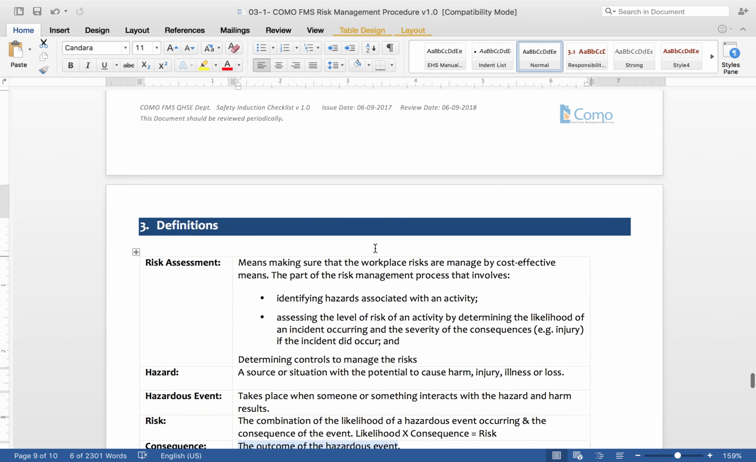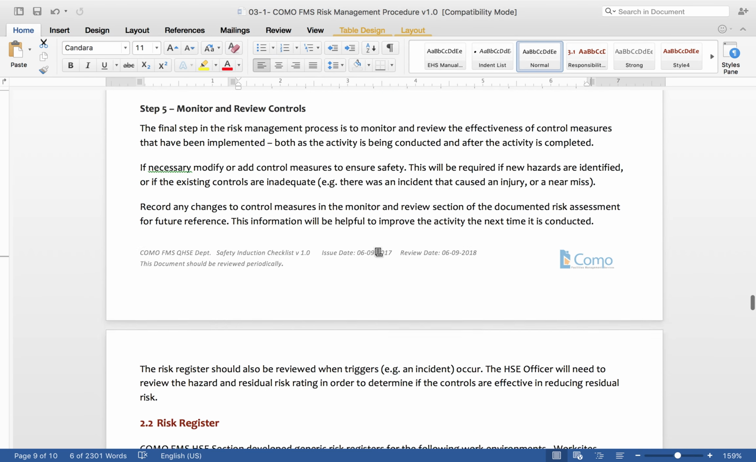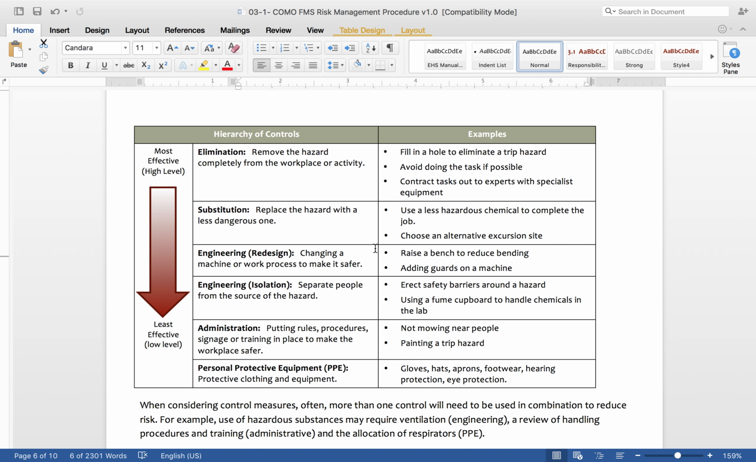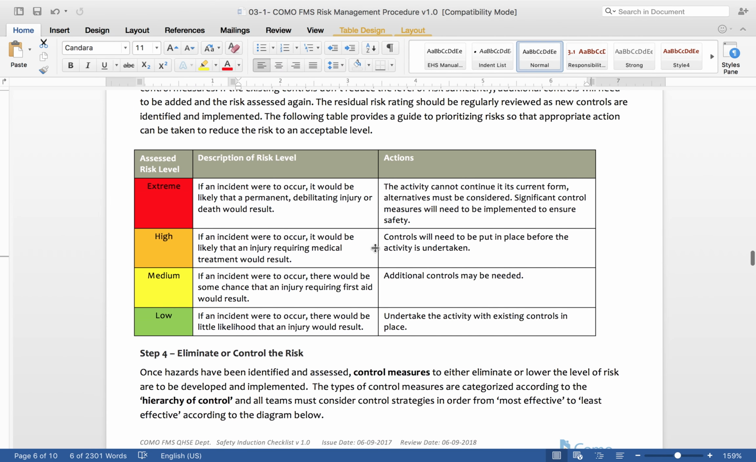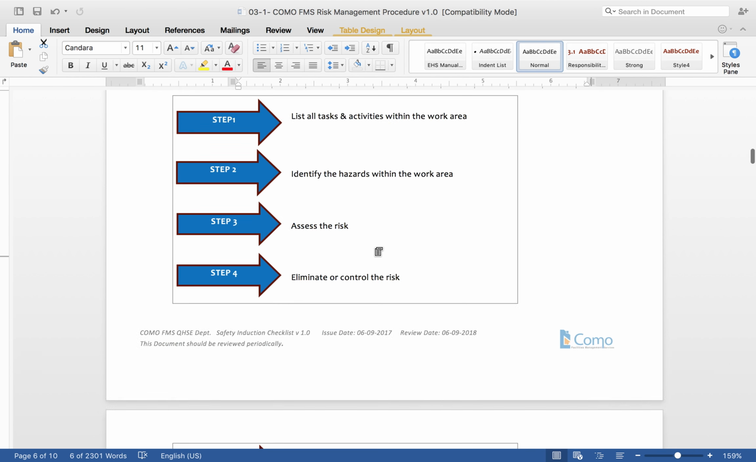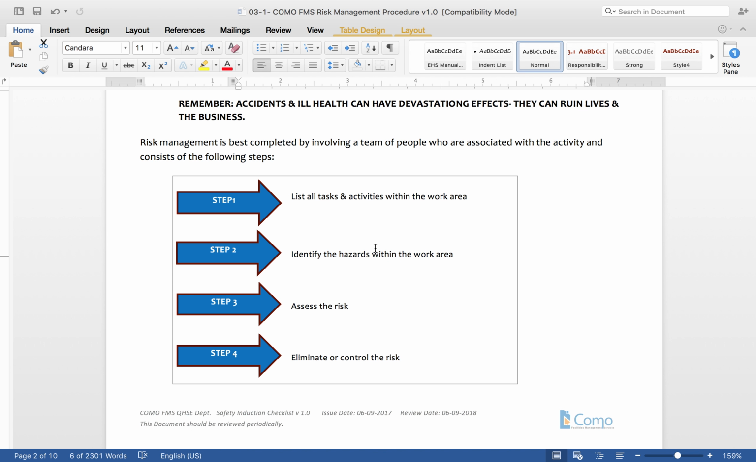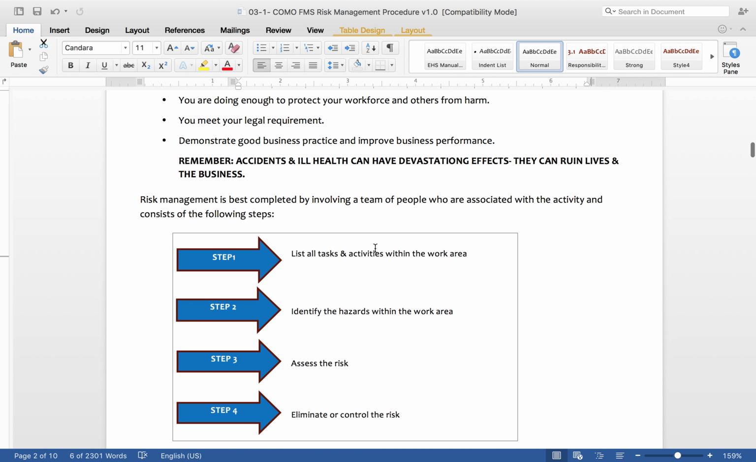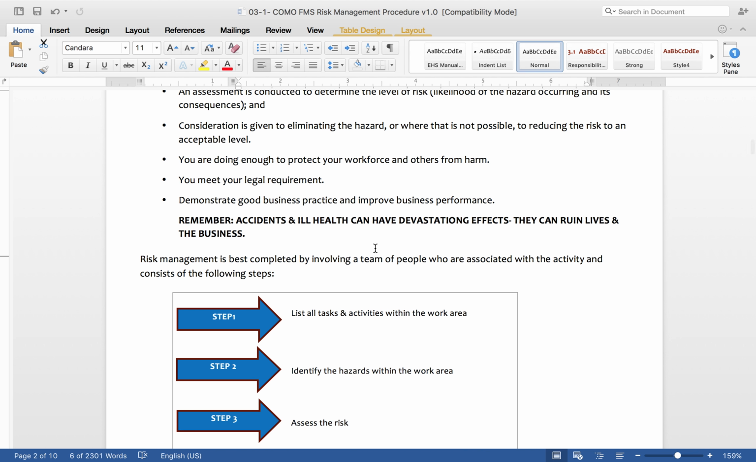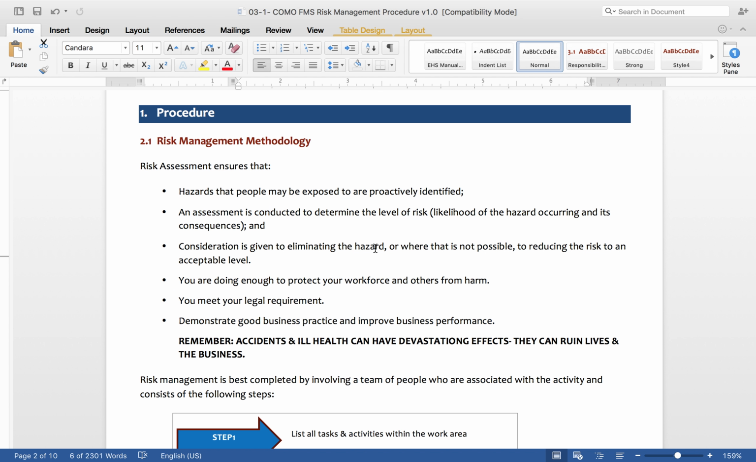Now, let's go on. How do we do risk assessment? There are 5 simple steps of risk assessment. First thing that we need to do is, let me just go to that part. Okay, here we go. All right, first, no, let's go to the methodology properly. Let's do it properly. The procedure.